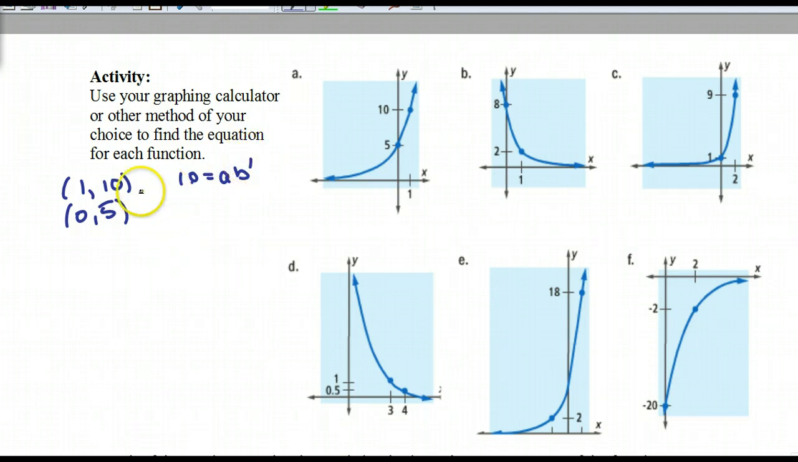Okay? Because x is 1. So then in the next one it would be 5 equals a times b to the 0 power? Exactly. So the next one is 5 equals a times b to the 0 power.